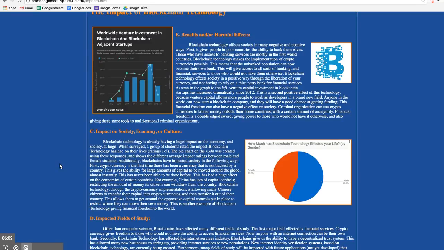This also gives these people access to more capital. And as you can see on the left, I have a graph of the worldwide venture capital investment in blockchain and blockchain adjacent startups. And from 2012 to 2017, this increased significantly to millions and millions of dollars. And while it did decrease the last year, this is still a lot of money being invested in Bitcoin and blockchain adjacent startups, and this will only increase in the future.